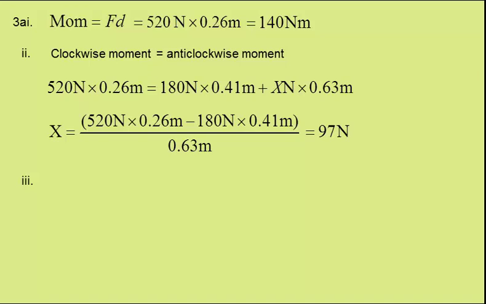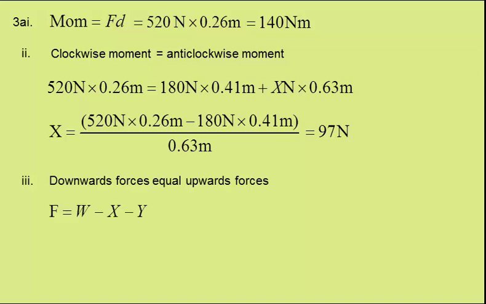In part 3, we need to find the force F. Well, now the downwards force will equal the upwards force, so the force F we're trying to find will equal the weight W acting down minus the two upwards forces we already know, X and Y. Putting in the values, this gives F as being 243 newtons.